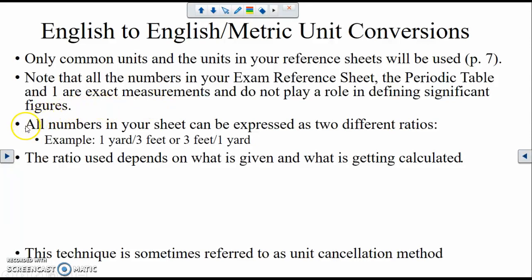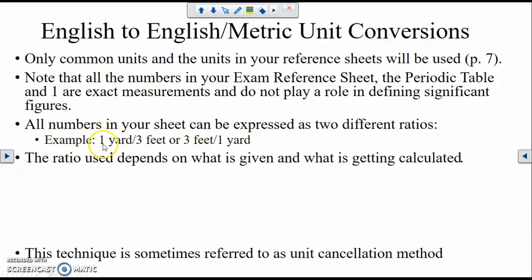Okay, so here's an example. All numbers in your sheet, anything that has an equal sign across from each other, can be expressed as two different ratios. On page 7 again, in the length conversions, it tells you that in 1 yard there are 3 feet, or 3 feet in 1 yard. Any relationship, period, can be expressed as two different ratios. 12 eggs in 1 dozen eggs, or 1 dozen over 12 eggs, is the same.